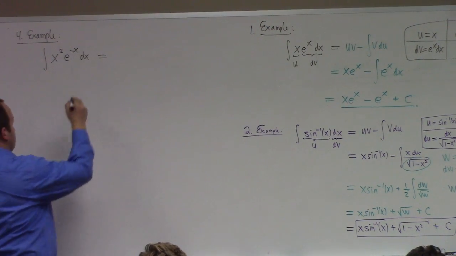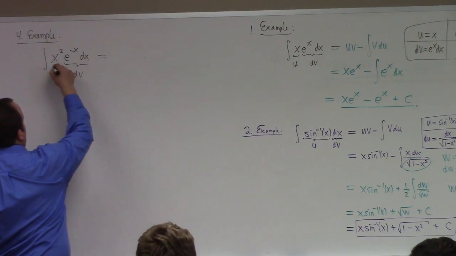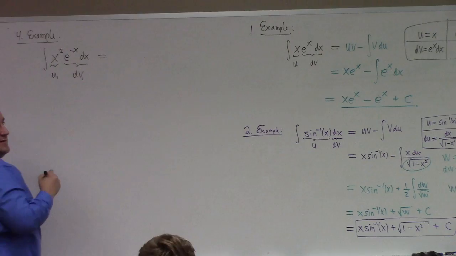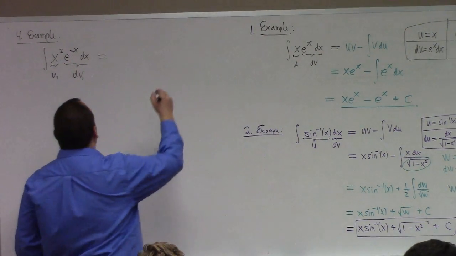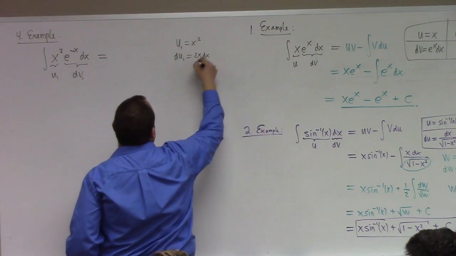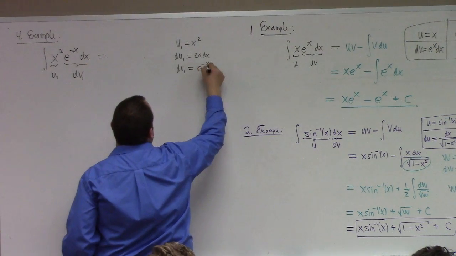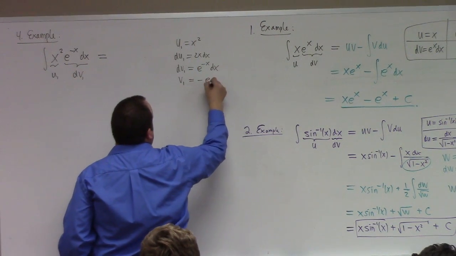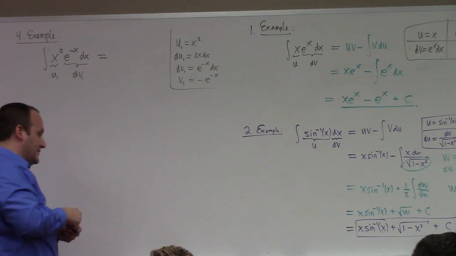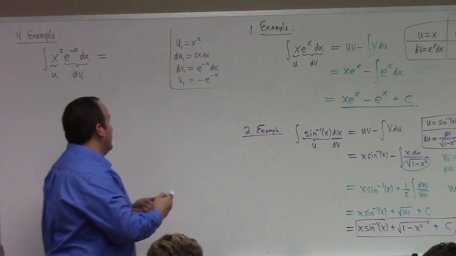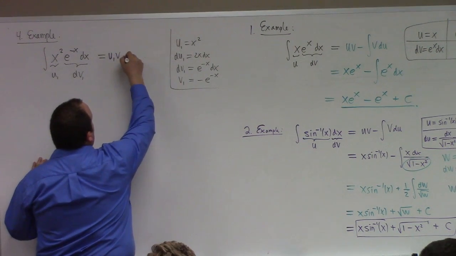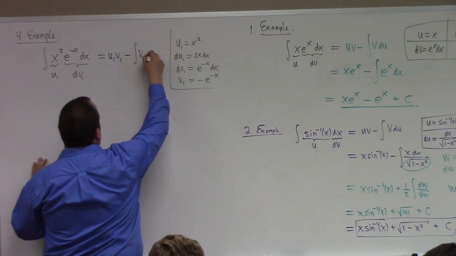So here, going with LIATE, I'll make this dv, and I'll make the algebraic thing the u. And I'm going to call them u1 and v1, because I happen to know where we're going. So u1 equals x squared, du1 is 2x dx. dv1 is e to the minus x dx. v1 is minus e to the minus x. This is one of those cases where I would encourage you to leave the training wheels on, because we have a proclivity to make sign errors here. At least I do. u1 v1 minus the integral of v1 du1.